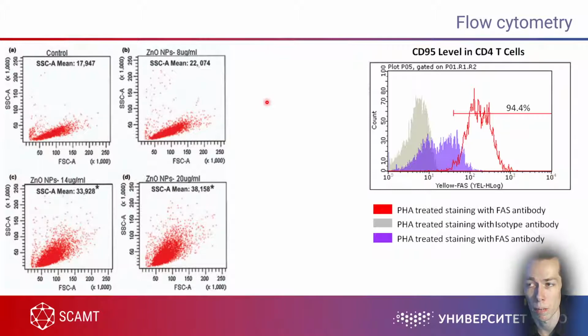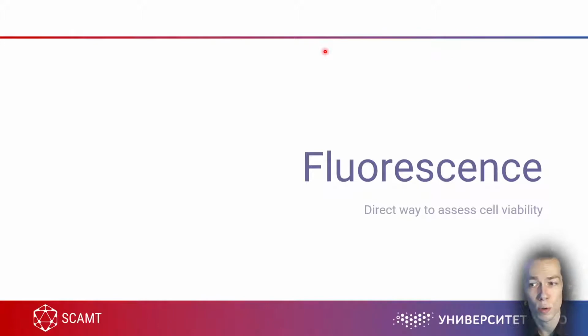But basically it's not just flow cytometry, it's fluorescence. In most cases you need to use some fluorescent dyes to use flow cytometry. But so let's go to fluorescence. Fluorescence is another type of direct way to assess cell viability, because for now, with the use of fluorescent dyes, we can stain almost everything.